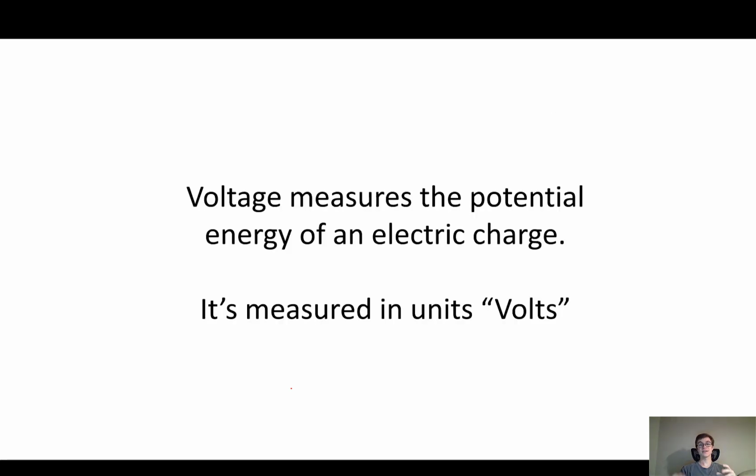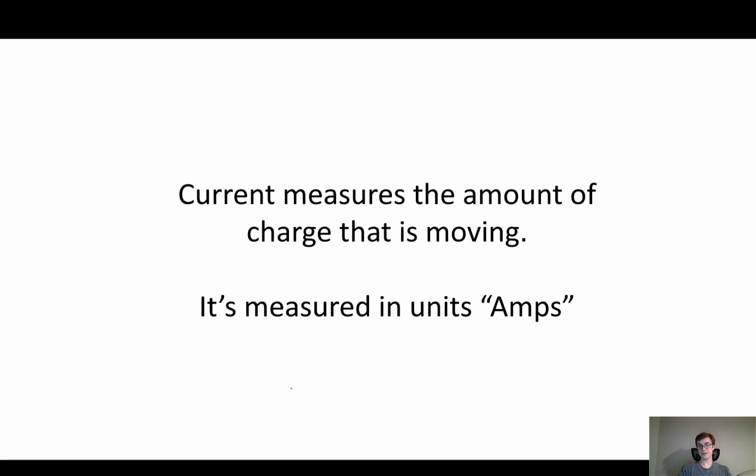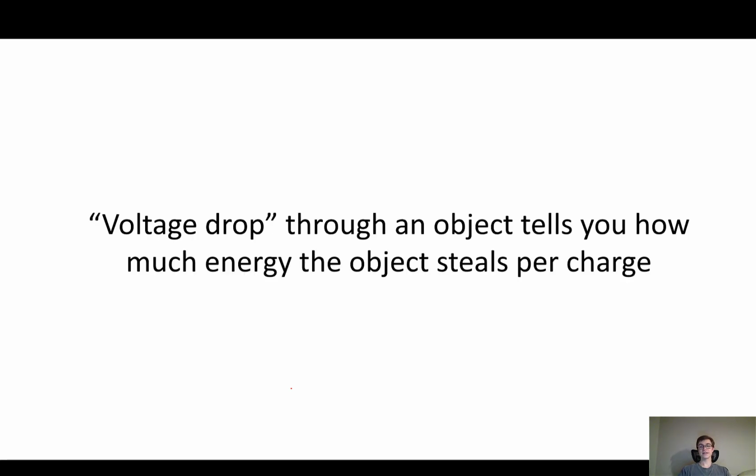So to summarize, voltage measures the potential energy of an electric charge. We measure it in volts. Current measures the amount of charge that's moving through a wire, and we measure current in amps. Finally, the voltage drop across an object, it tells you how much energy that object takes away per charge. So the voltage drop through a resistor tells you how much energy gets taken away from the electricity as it moves through the resistor.